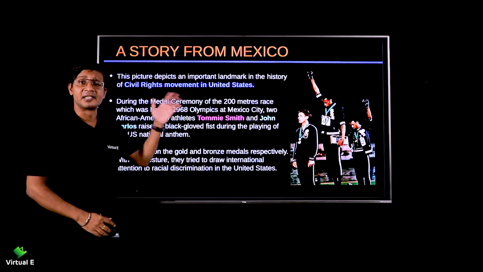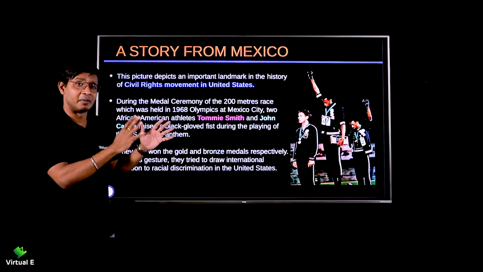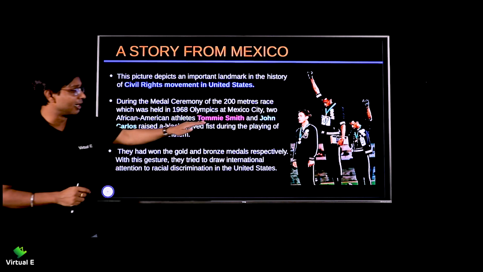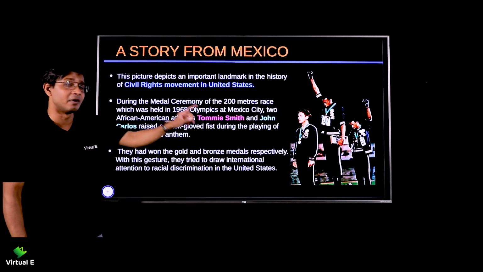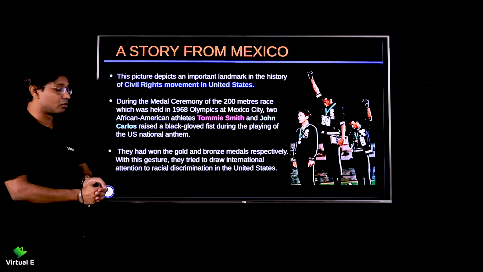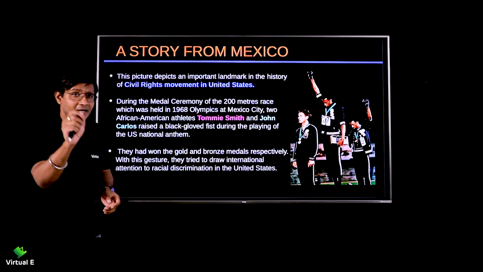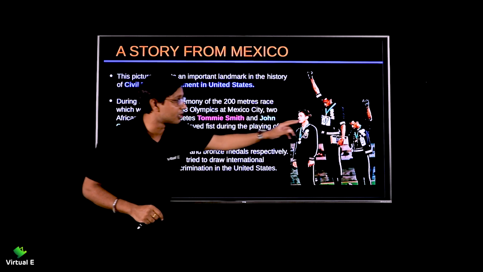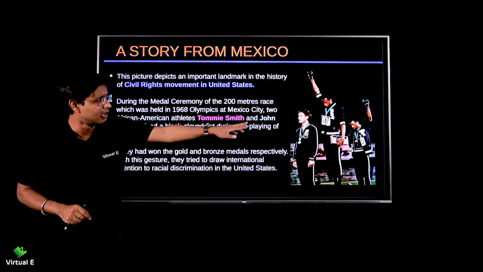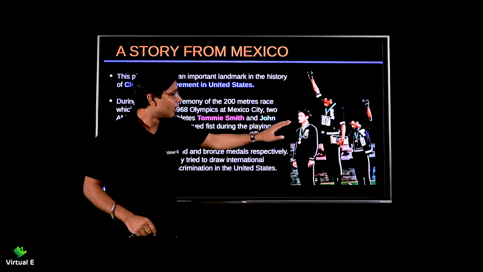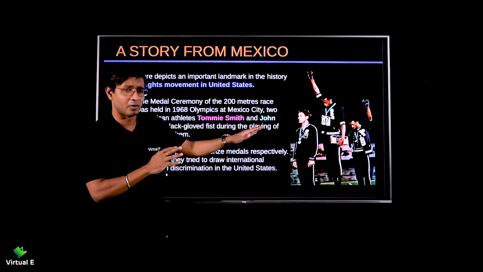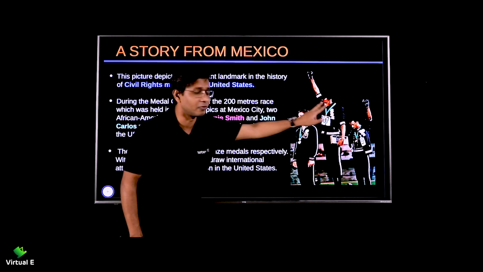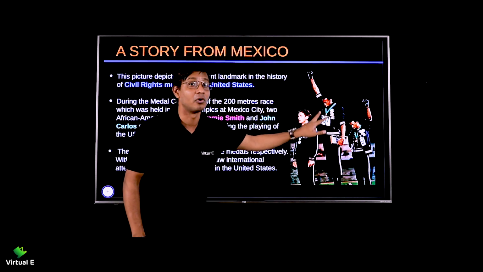Let me take you to Mexico. It's an Olympic medal ceremony for a 200-meter race. The gold medalist is Tommy Smith, the silver medalist is this white man, Peter Norman, and John Carlos is the bronze medalist. What is the difference between these three gentlemen? What I can visualize from here is a color difference. He is a white man and both of them are black Afro-Americans.